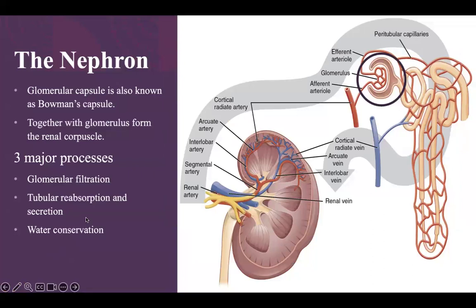All right, so this is a still view of the path of blood through the kidney and into the nephron. I have the glomerulus and Bowman's capsule here. Another term for the glomerular capsule is the Bowman's capsule. So together they form a renal corpuscle. And then three major processes for the nephron are glomerular filtration, tubular reabsorption and secretion, and then water conservation. And then this is done in three different sections.